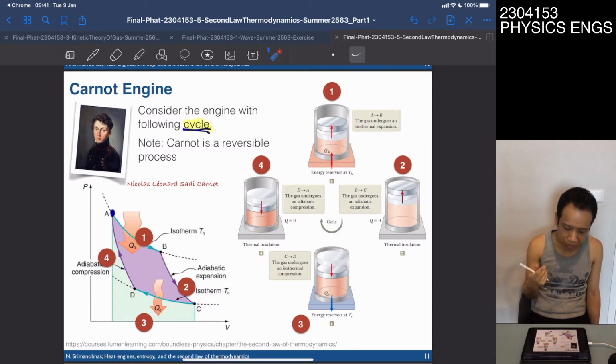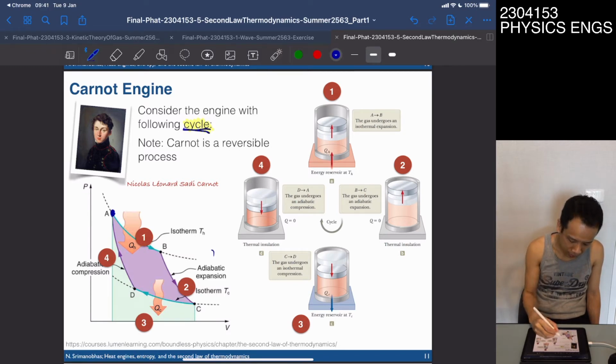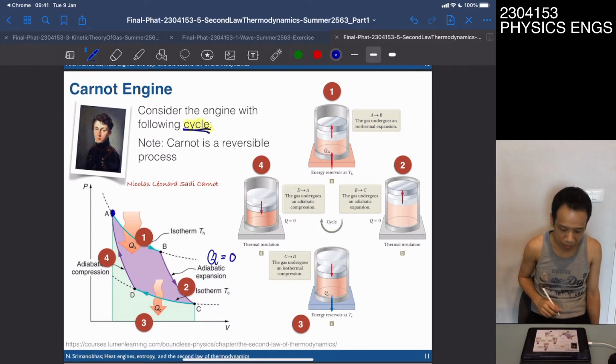After that, when it reaches point B, it starts to move by what we call the adiabatic process. Adiabatic process, what does it mean? It means that Q is going to be 0, right? This is what we call the adiabatic process.